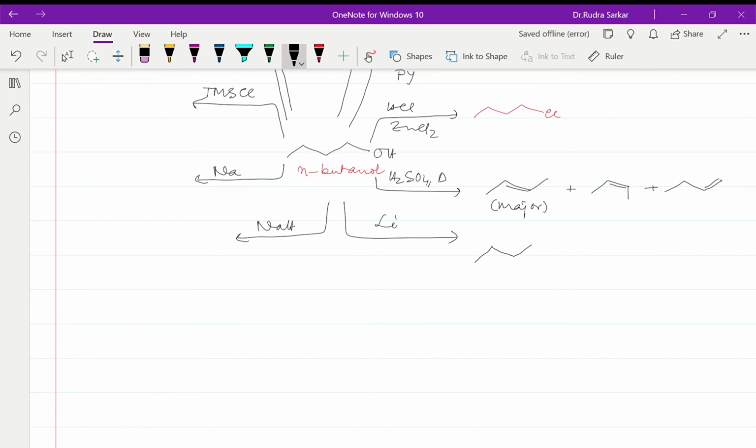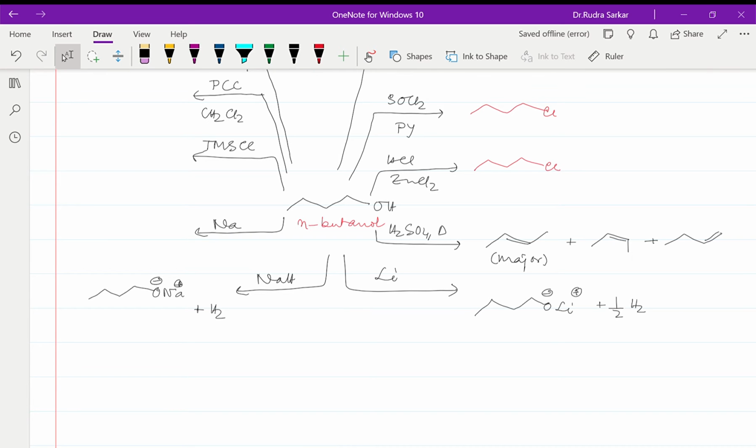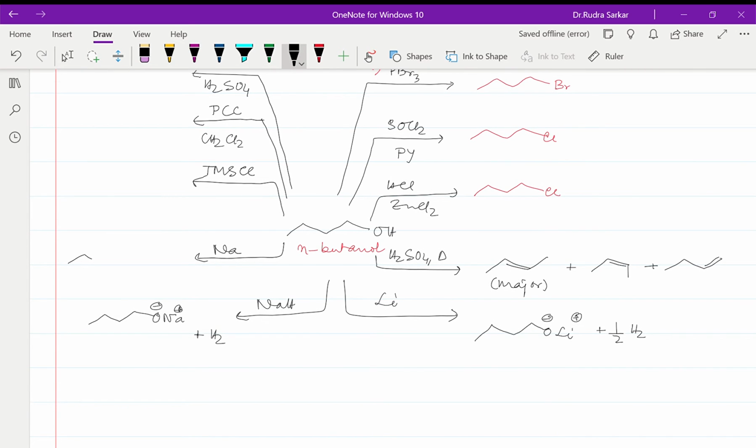Lithium alkoxide, right? Yes, sir. And hydrogen will be formed. Next one. Sir, ONa, sir. Yeah, so it is basically hydrogen and the alkoxide, right? Yes, sir. But here 1 mole of hydrogen is formed and here half mole. Next one. Same thing. Same product, sir. Yes, sir. But hydrogen is not. Half hydrogen, right? Very good.